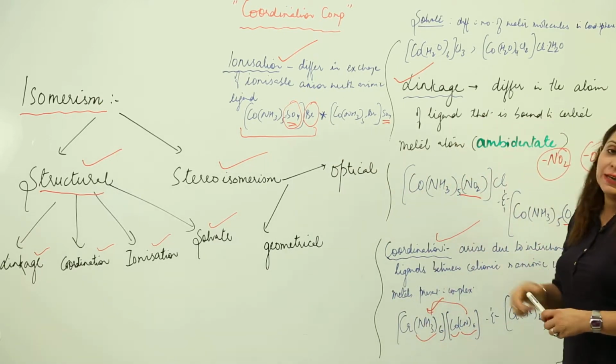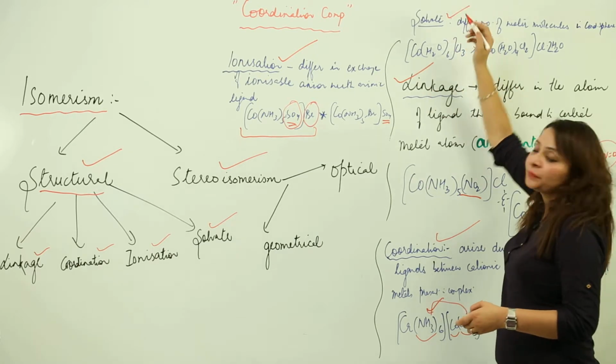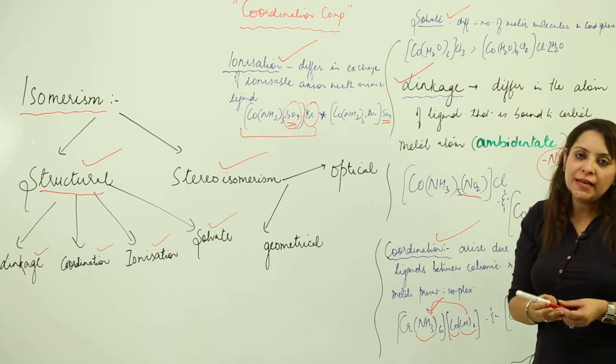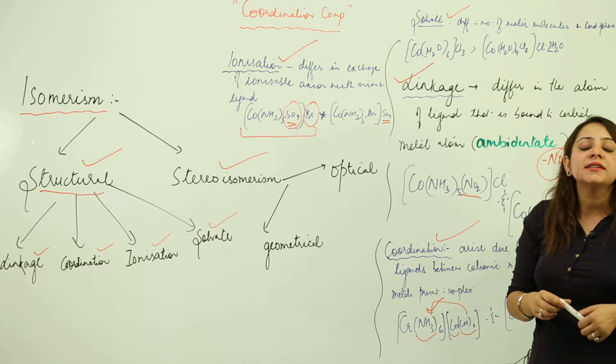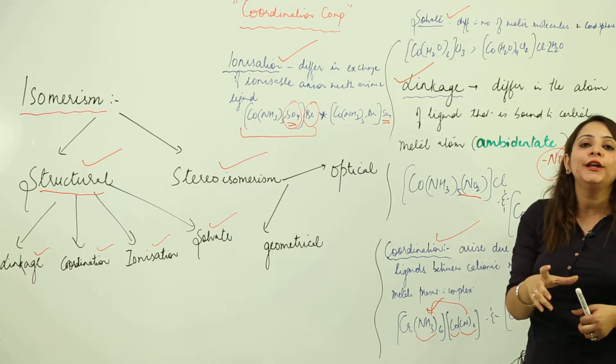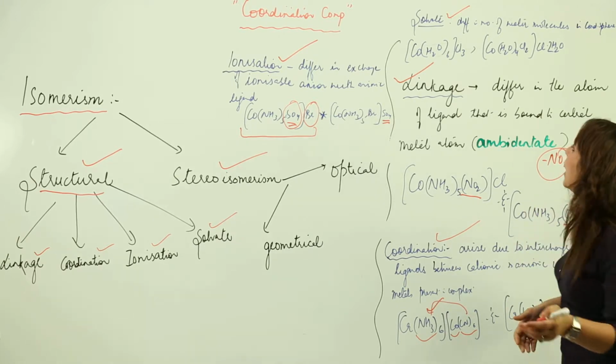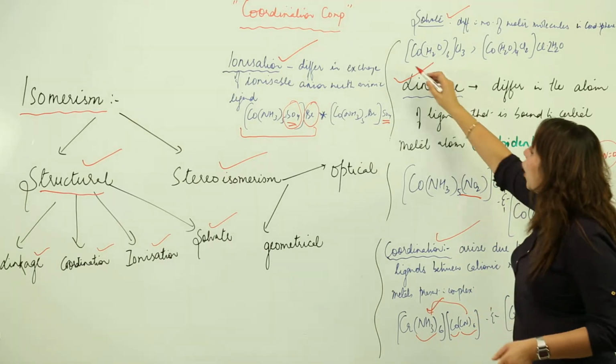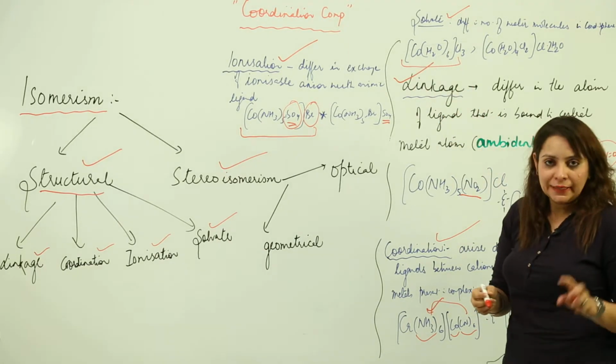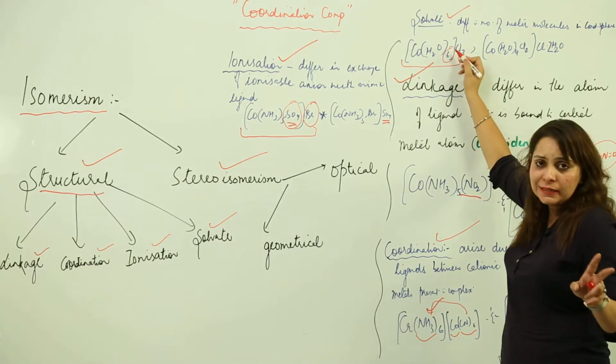The last one, structural isomerism, is the solvate one. This is also called hydrate isomerism. It actually differs in the number of water molecules present in the complex ion. As you can see in this case, how many water molecules are there in the complex ion? 6. As you can see, 6 ligands.